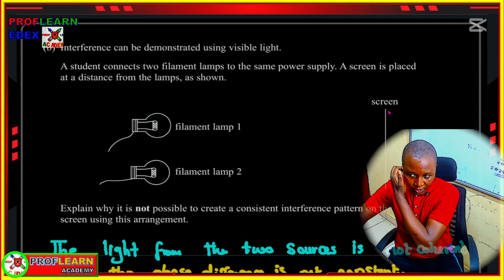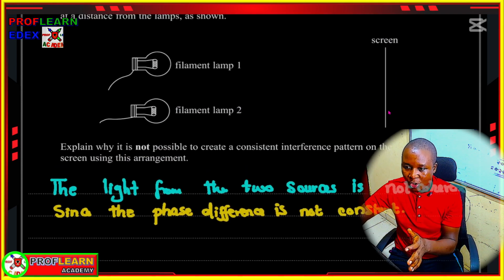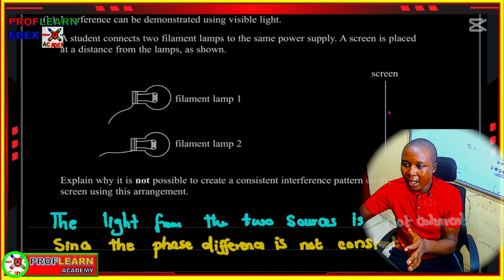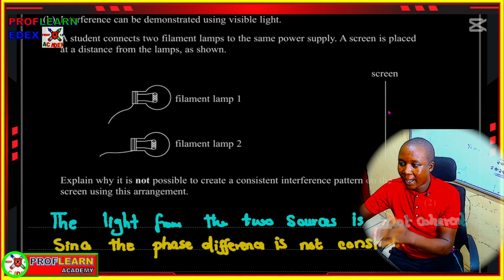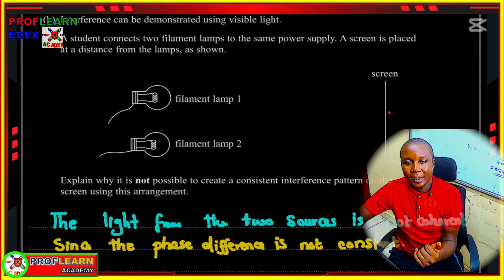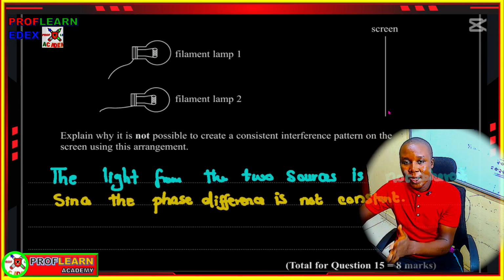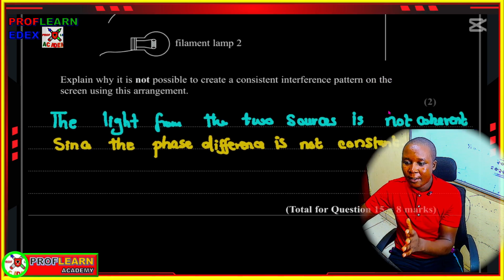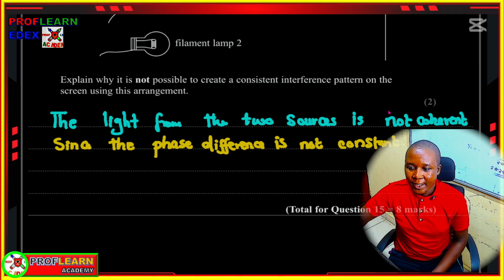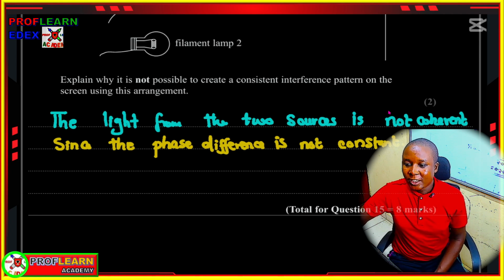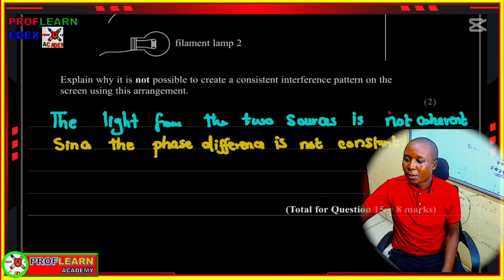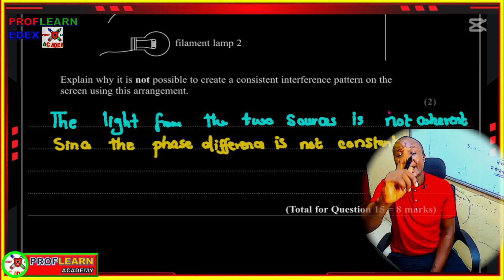Interference can be demonstrated using visible light. A student connects two filament lamps to the same power supply, and a screen is placed a given distance from the lamps as shown there. Lamp 1, lamp 2. Explain why it's not possible to create a consistent interference pattern on the screen using this arrangement.